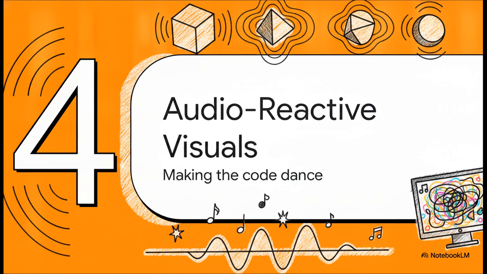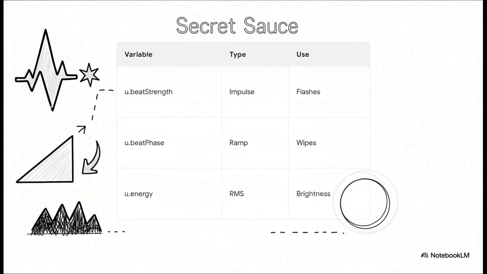Okay, let's bring that energy right back up for Section 4, creating audio-reactive visuals. This is where we make the code dance. This right here is the secret sauce of your audio-reactive uniforms. Check out how they differ. You've got beat strength, which is an impulse, a sharp spike that is absolutely perfect for vertex displacement or bright flashes right when the kick drum hits. Then you have beat phase, which is a smooth ramp from 0 to 1. Think smooth wipes or perfectly synced fades. And finally, energy. That gives you the bulkier RMS loudness, perfect for controlling overall brightness or camera distance. Picking the right one is absolutely essential to making your visuals actually feel musical.